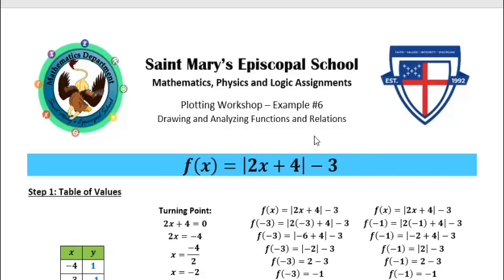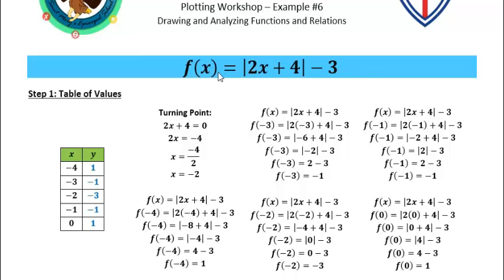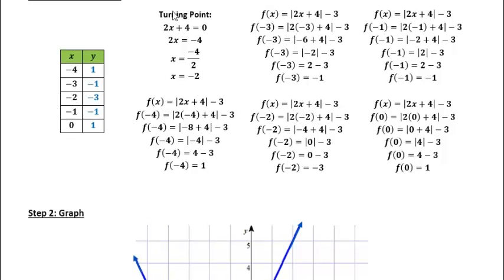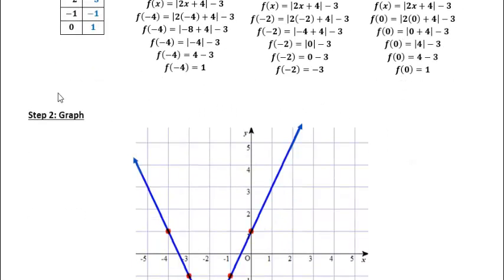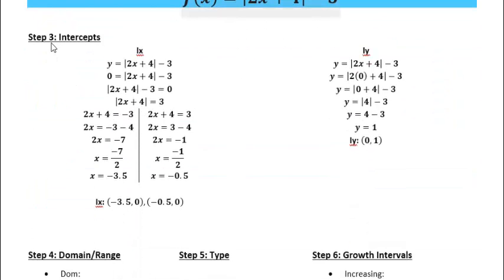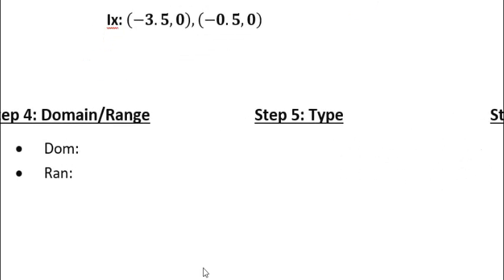Okay, we're working on the planning workshop, solving an exercise of an absolute value function. We already did step 1, the table of values using the turning point. The step 2, the graph. We already did also step 3, both x-intercept and y-intercept. We're going to do now steps 4, 5, and 6. So we're going to begin with step 4, the domain and the range.